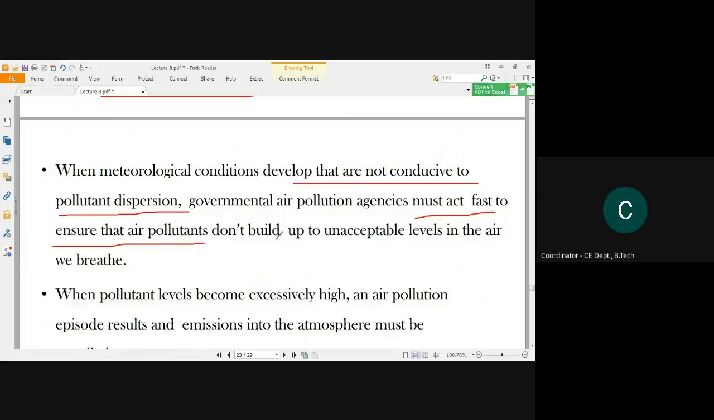So the air pollutants don't build up to unacceptable levels in the air we breathe.